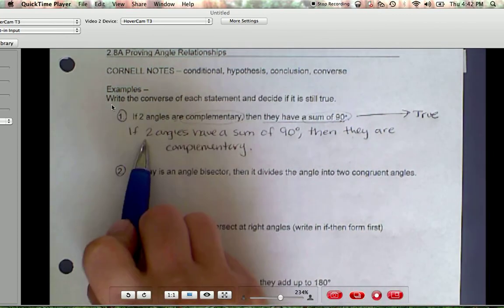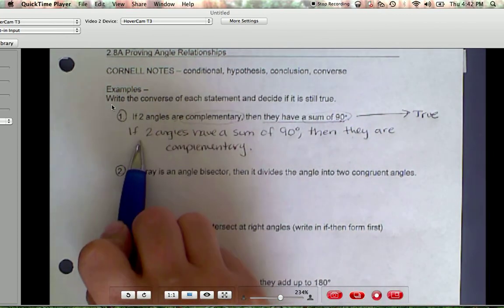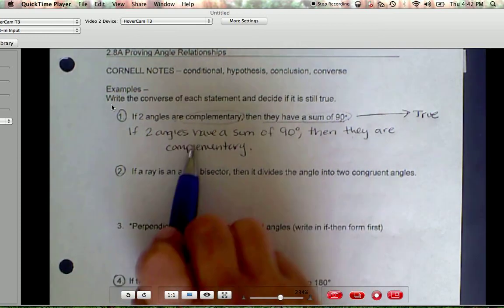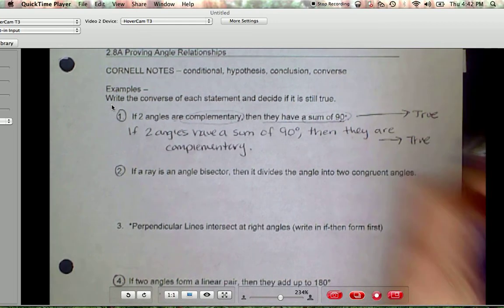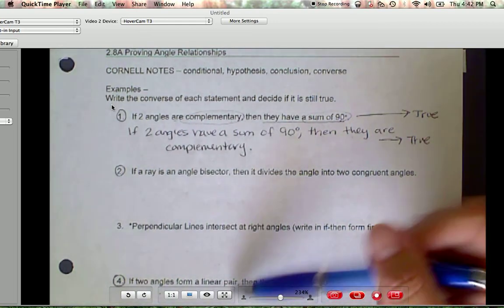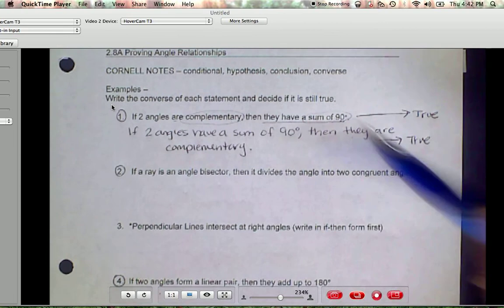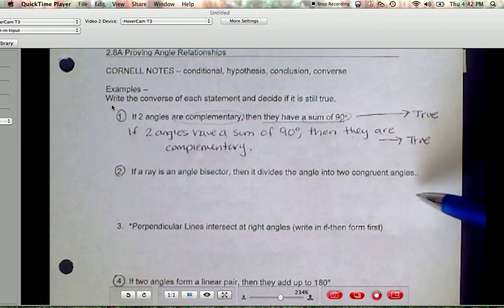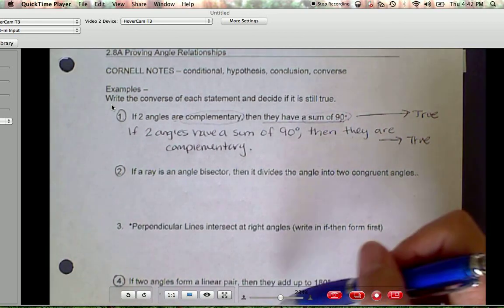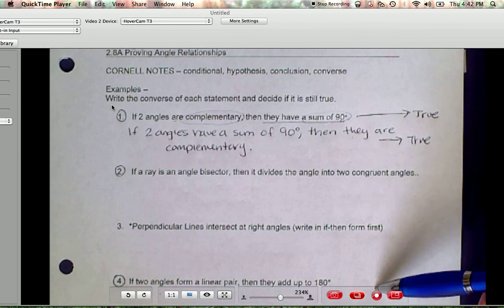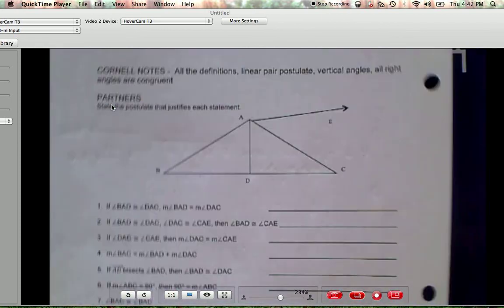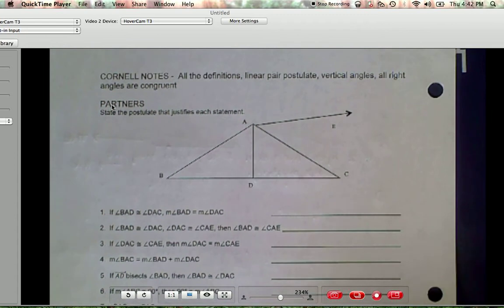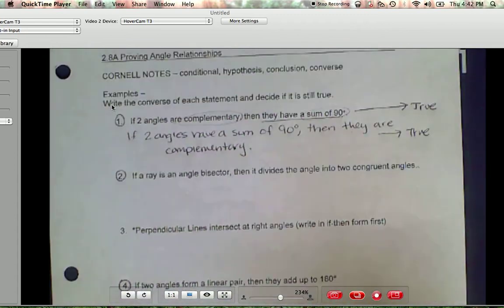How about the converse? This is the original conditional. This is the converse. If two angles have a sum of 90, then they are complementary. That one is also true. Okay? So that's what I want you to do for number 2 and number 4. Write the converse and then decide if the first statement is true and if the converse is true or false. And then in number 4, write the converse and decide if the conditional is true and if the converse is true. The rest of this I'd like to complete with you in class.